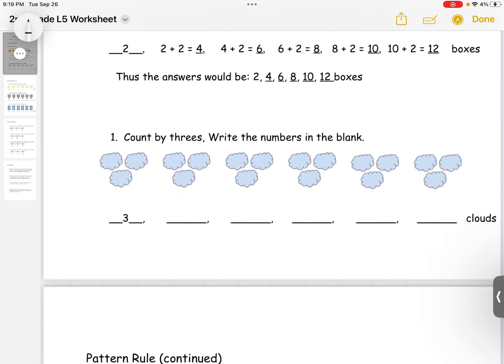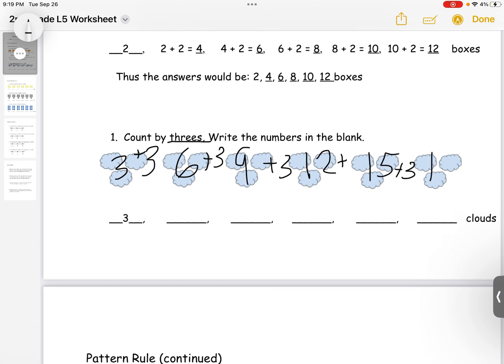Let's do number 1 first. Count by threes, write the numbers in the blank. So since we're counting by threes, we add by 3. So this one's 3, and you add 3, and that's 6, and 6 plus 3 equals 9, and 9 plus 3 is 12, and 12 plus 3 is 15, and 15 plus 3 is 18.